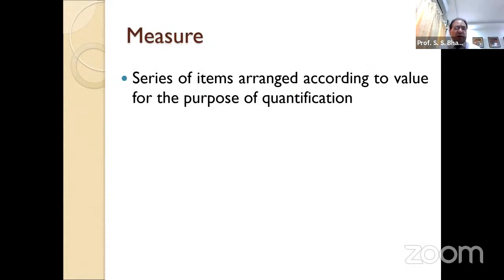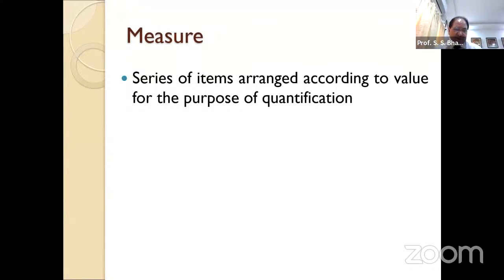What is a measure? For the purpose of research, on the areas that cannot be directly evaluated, we use indirect methods. We call them measures. A series of items arranged according to value for the purpose of quantification is called a measure. What does that mean? It means that you can have, say, two values, 1 and 0, or 1 and 2. It can have multiple values, 1, 2, 3, 4, 5. Instead of a numeric value, it can also have a phrase.